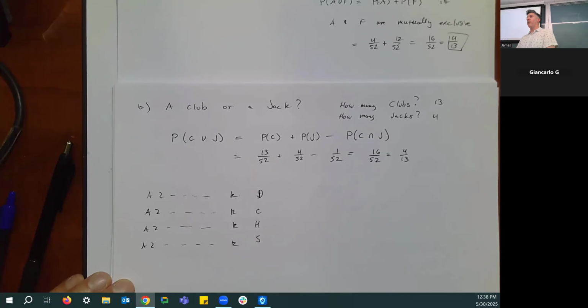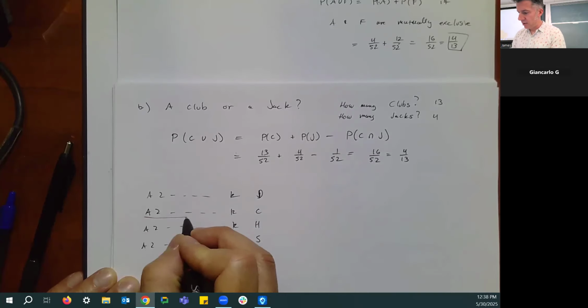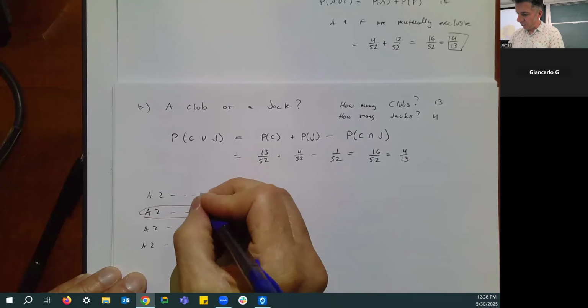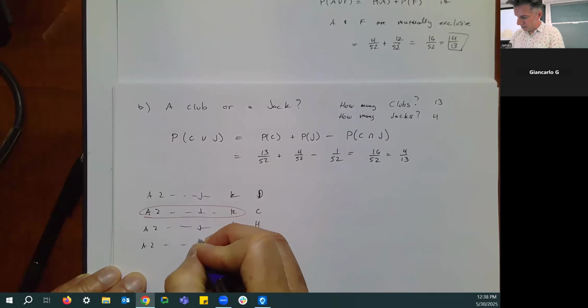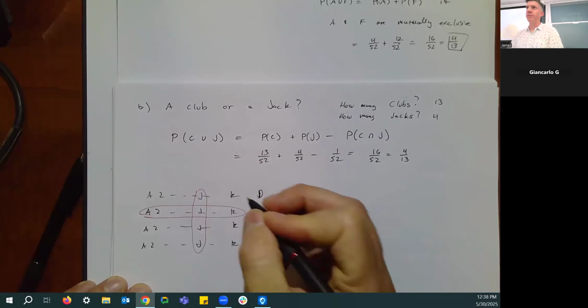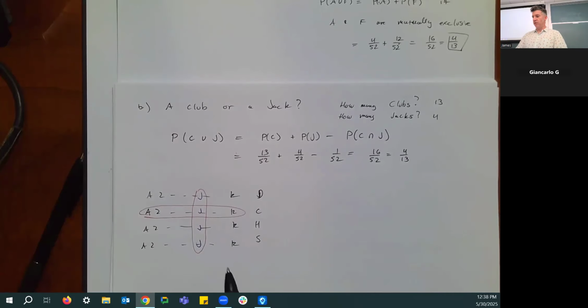When I'm looking for how many clubs there are, there's 13 clubs. I'm looking for how many jacks there are. Well, there's 4 jacks. But then one of those jacks overlaps with one of those clubs. So the 13 plus the 4, and then we subtract 1, gives us the 16 things that we're finding. It's kind of a nice visual.